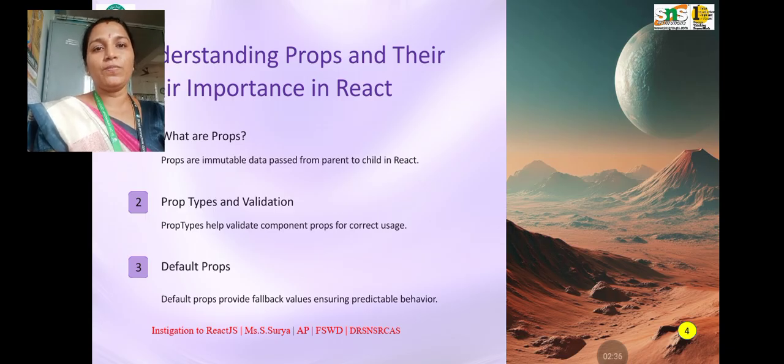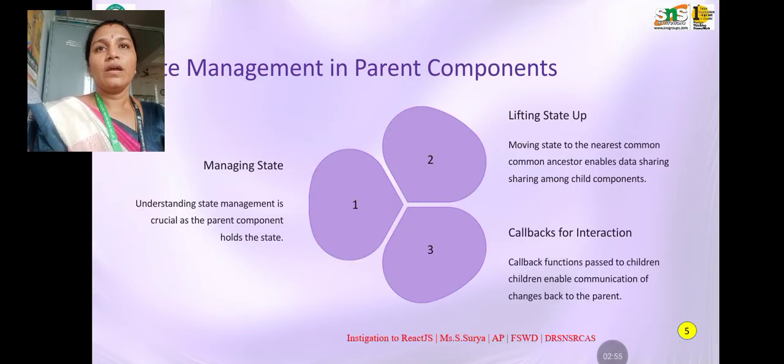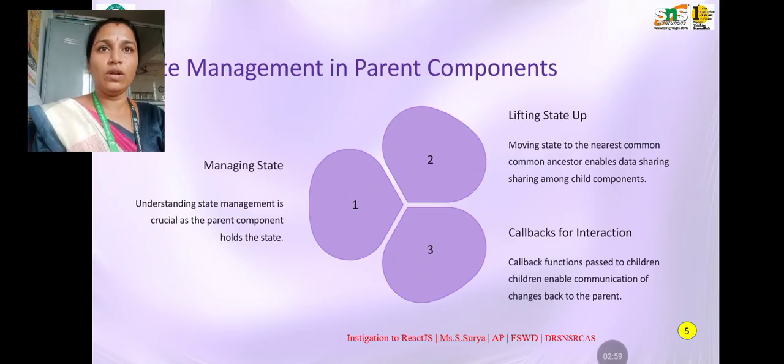Props are immutable data passed from the parent to the child in React. First, prop types and validation. The validation checks correct usage, and default props provide fallback values, ensuring predictable behavior. And conditional rendering: the parent component can also control what the children render using a conditional statement.